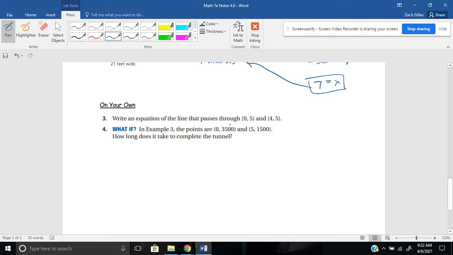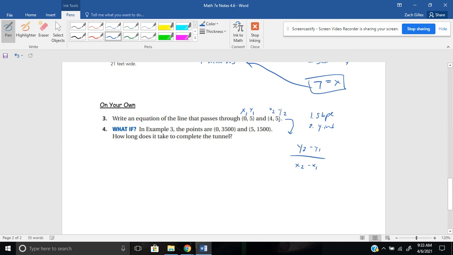Okay, number 3 said, write an equation of the line that passes through (0, 5) and (4, 5). All right, so remember, some people might be thinking, okay, do I have to graph this? Well, technically not. All you have to do is find the slope and the y-intercept. Well, the slope, remember, you can think of that as y2 minus y1 over x2 minus x1. All right, that's not too hard. This point will be x1, y1, and this point will be x2, y2.